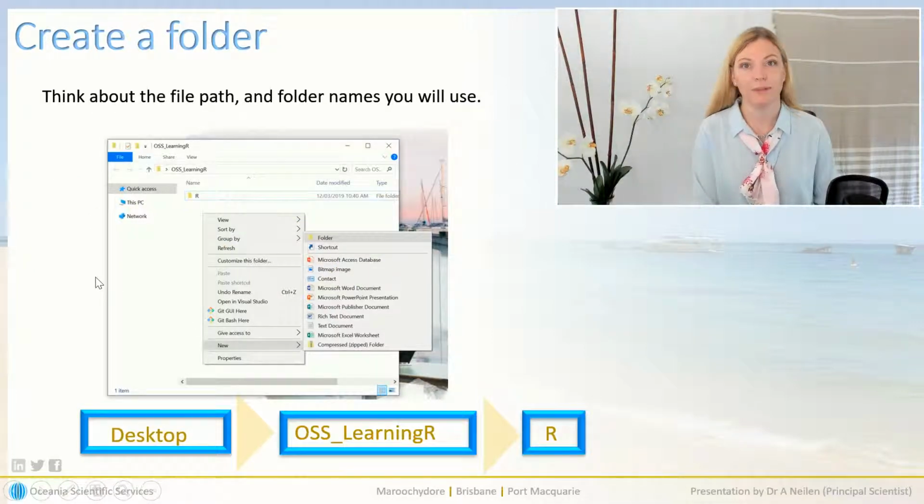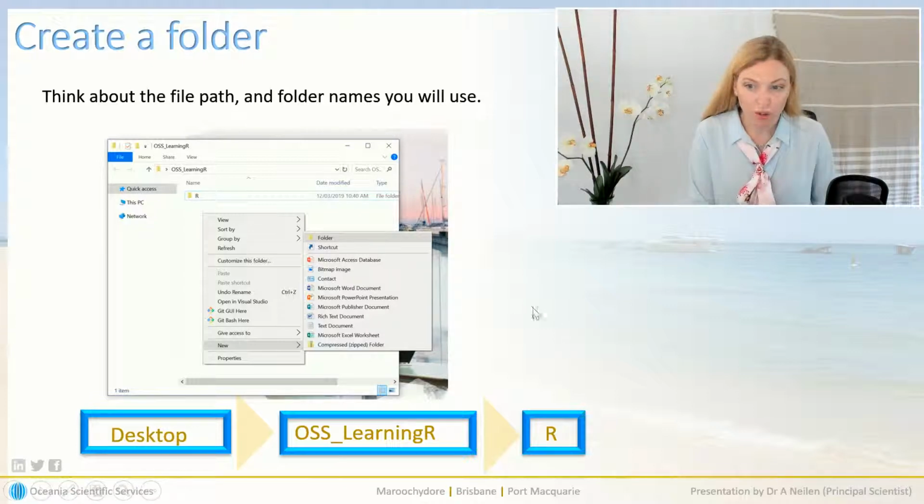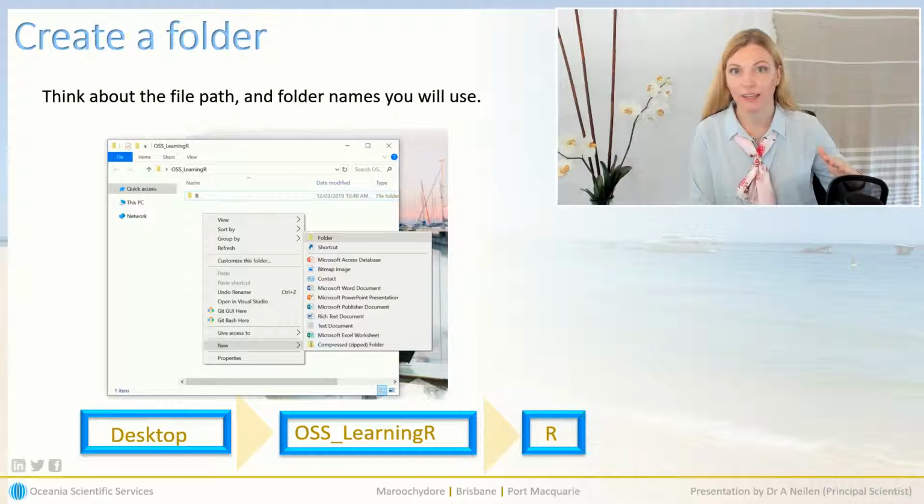Let's have a look at a potential hierarchy we could use. In this case, I've gone to my desktop. I've made a folder called Oceania Scientific Services, so OSS_learning R. And inside of that, I've made a new folder and I've called that R. Now, if I was to change this name here, OSS Learning R, to a different name, this file path would be broken in our R script. So just for this course, it's important to, once we've chosen our folder hierarchy, just to leave it until you get the hang of R. Once you have the hang of it, you can change it as much as you like.